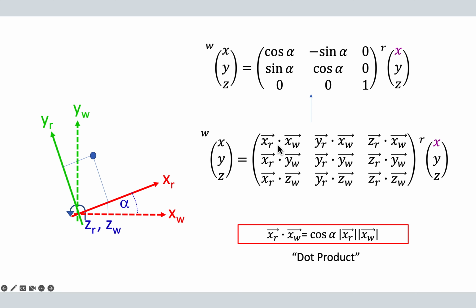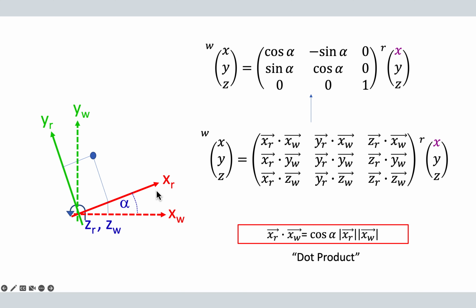The dot product of xr with xw is the cosine of alpha, of the angle between them. Let's look at xr, this is here, and xw is here, so we can see there's an angle alpha between them, so the entry is cosine of alpha. Let's look at the next one, which is this one, xr dot product with y in the world coordinate frame.